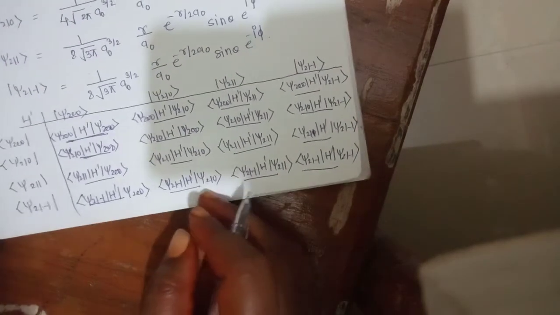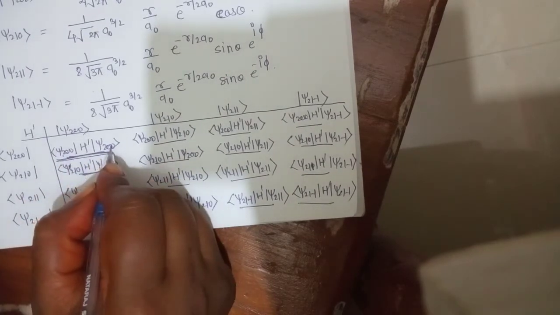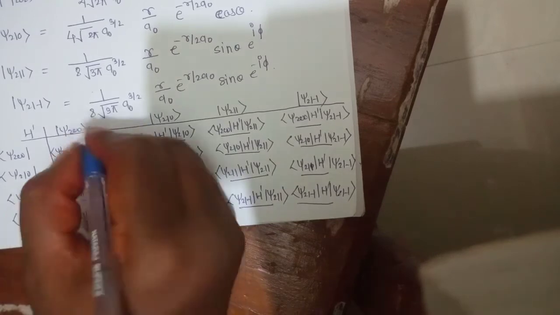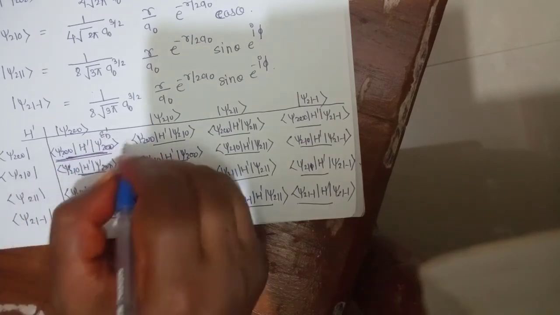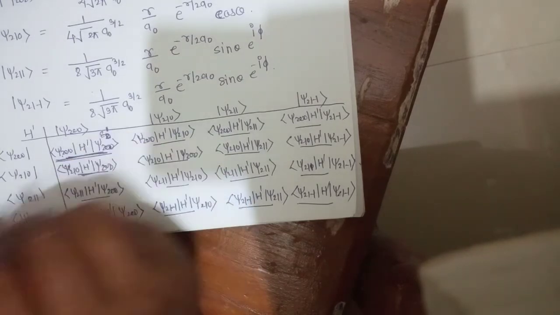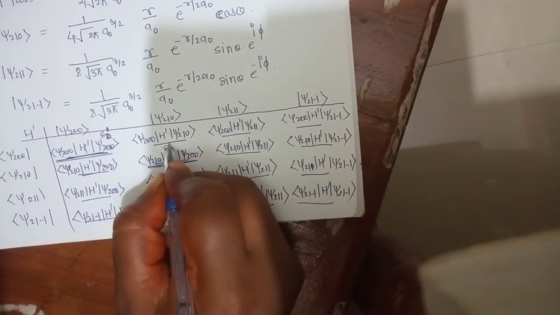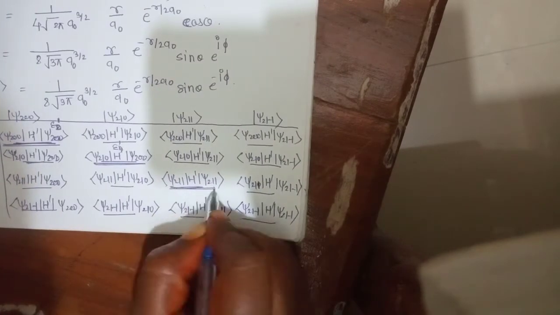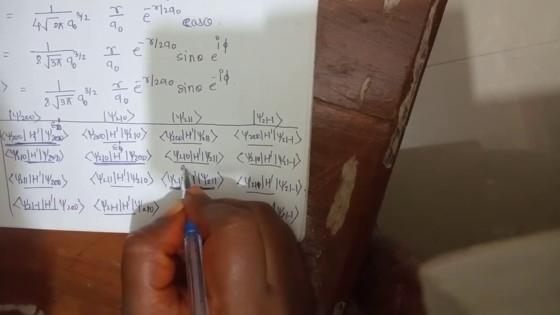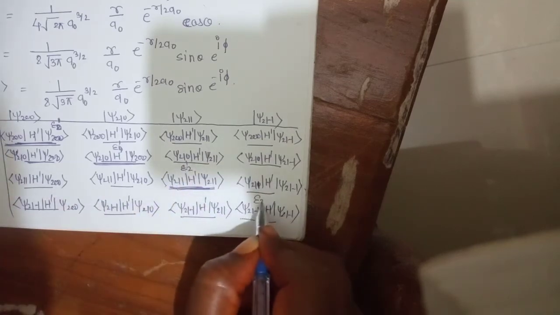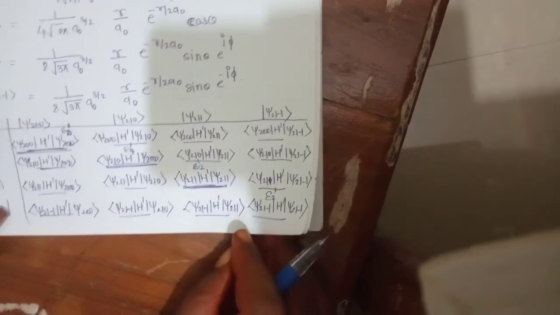So look at this one, psi 200 psi 200, and this is H prime. We can say that it's the first order correction to energy. Okay, n equal to 2 here. First order correction to energy. Again, this is also the first order correction to energy for that state. Again, this is also the first order correction to energy of that state. Okay, again E2 first order correction. Understand?